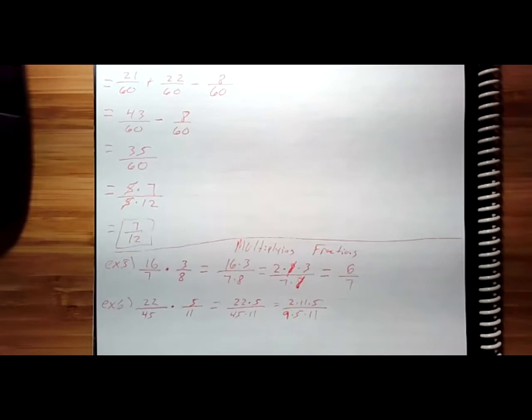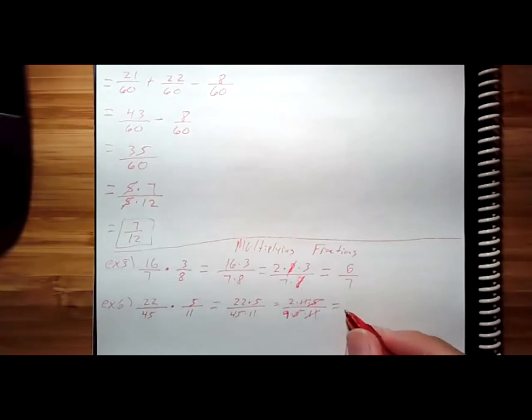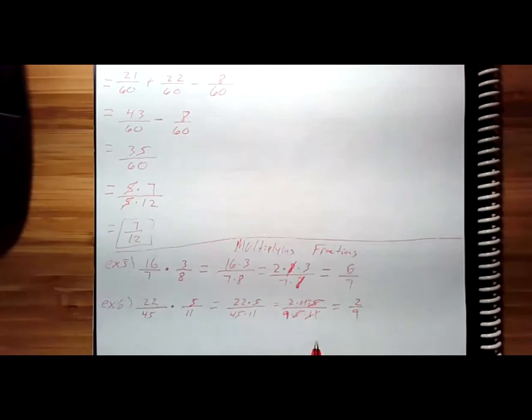So at this point, you cancel your factors. And I didn't really have to multiply anything, right? And we know for a fact that this is already reduced. Are there any questions on multiplying?